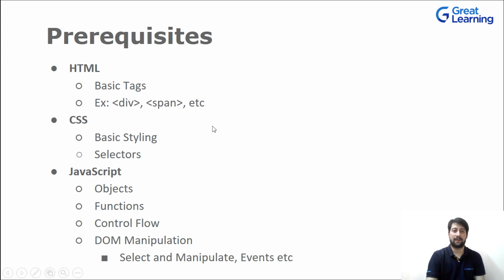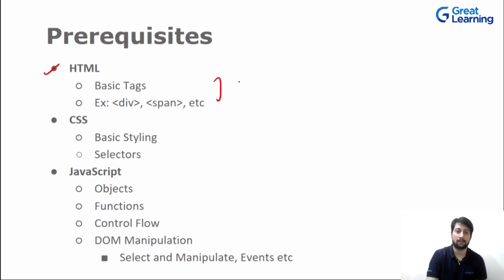Now let's talk about the prerequisites. What are the things that you should know in order to understand React.js? First thing is HTML, hypertext markup language. So you should be able to understand the basic tags. What are they? The paragraph tags, the title, body, HTML tags, and all those things. Also, div tags, span tags, and attributes. If you want to add some CSS or JavaScript, you should be able to know those things.